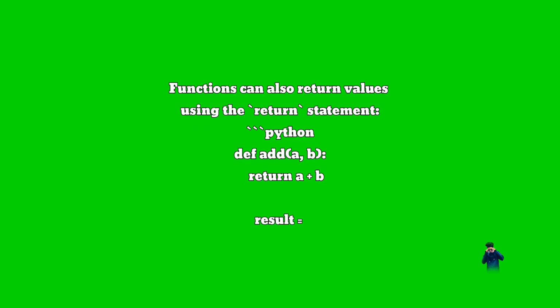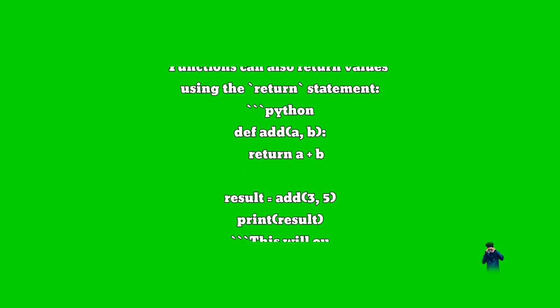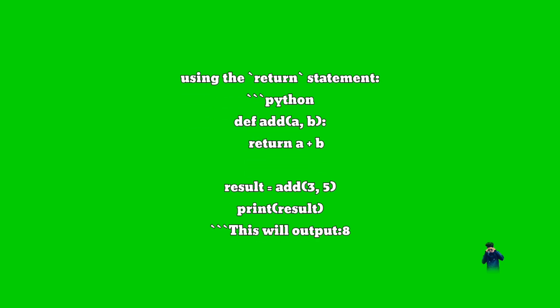Python: def add(a, b): return a + b. result = add(3, 5). print(result). This will output 8.